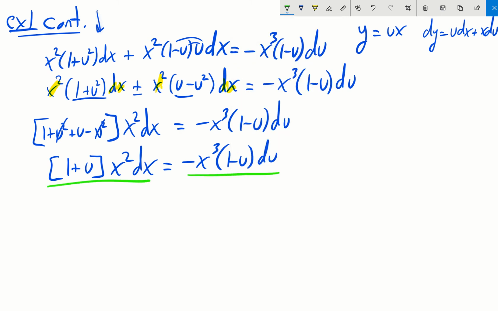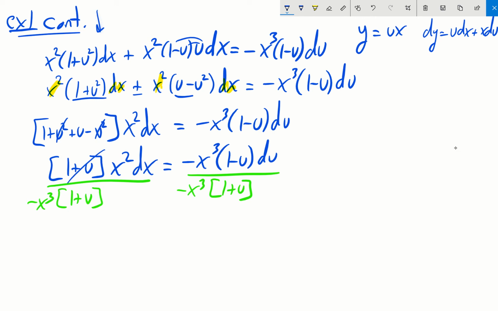On this left-hand side, I only want there to be x's, so I want to remove this 1 plus u, which is multiplying. So I'm going to divide both sides by 1 plus u. And then similarly, on the right-hand side, I want there to only be functions of u. So I would prefer to remove this negative x cubed. So I'm also going to divide both sides by negative x cubed. And let's see what that does for us.